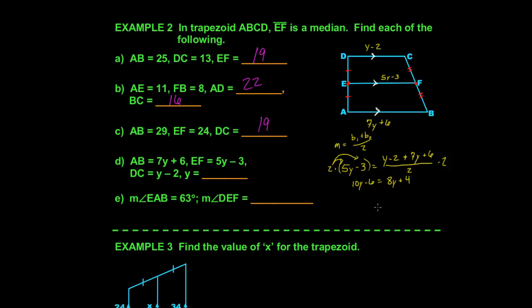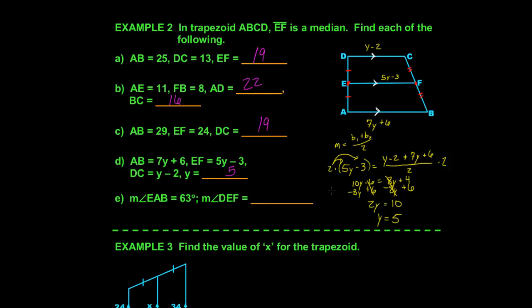Alright. Now, let's get our y's on one side, so let's subtract 8y. And if we're going to subtract 8y over here, let's go ahead and add 6, because that'll remove this. We'll be left with 2y equals 10. y equals 5. Alright, so we're here and grab this and say y equals 5.